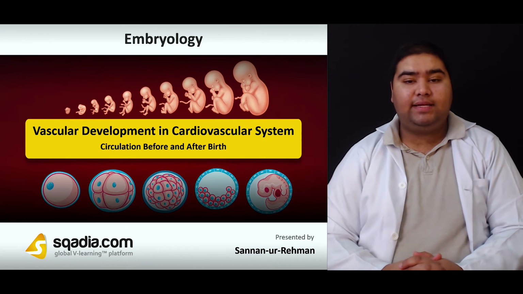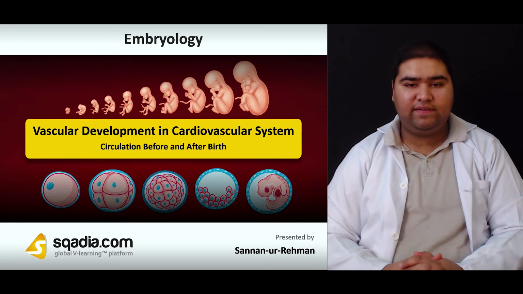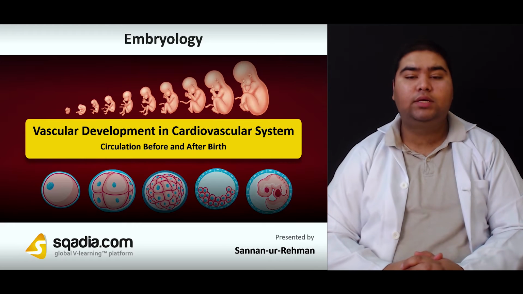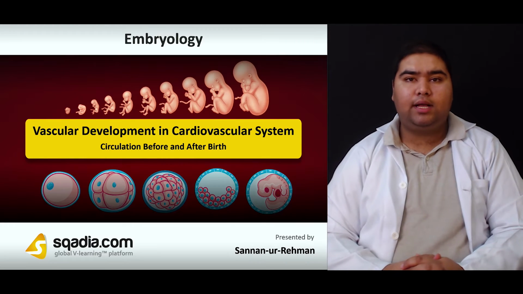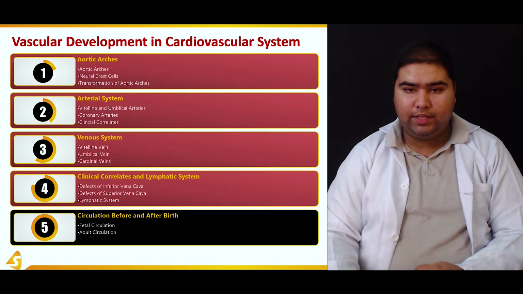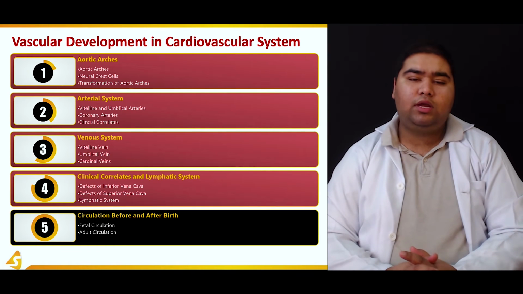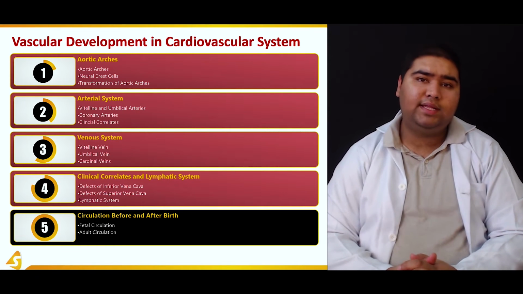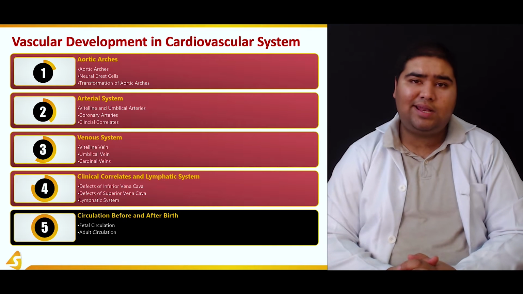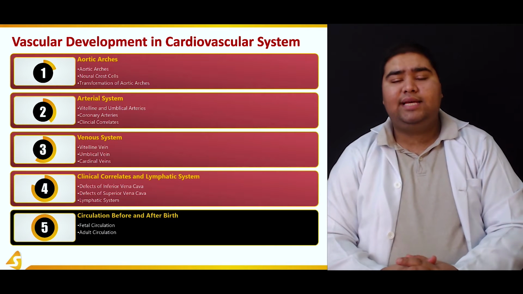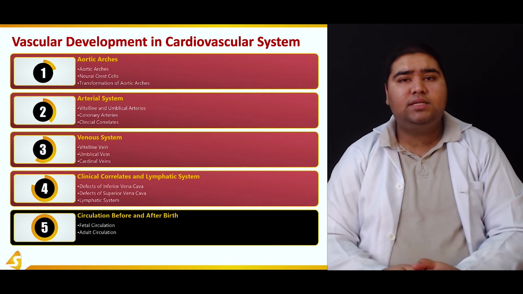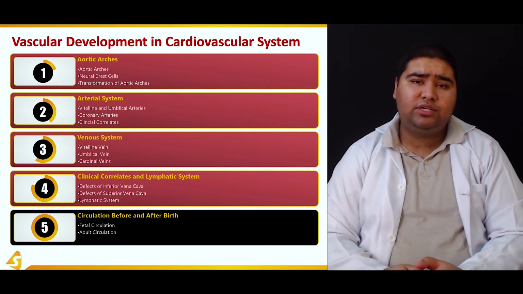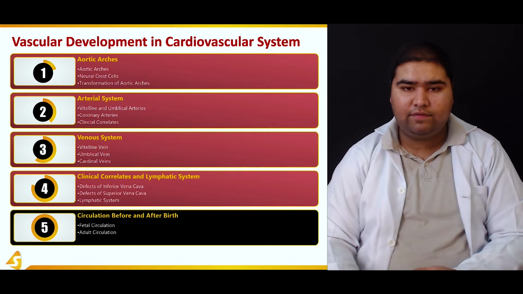This lecture being the vascular development in the cardiovascular system. We are talking about the circulatory changes that occur before and after birth. In this section, we'll be talking about fetal circulation as well as the adult circulation. We'll see what are the various changes that occur when a fetus becomes a child and adapts from intrauterine to extrauterine life.